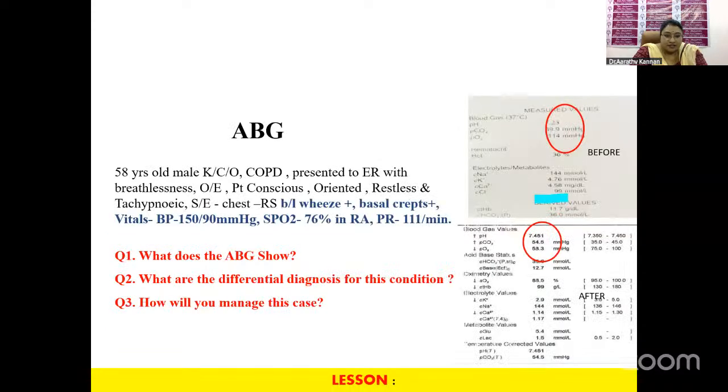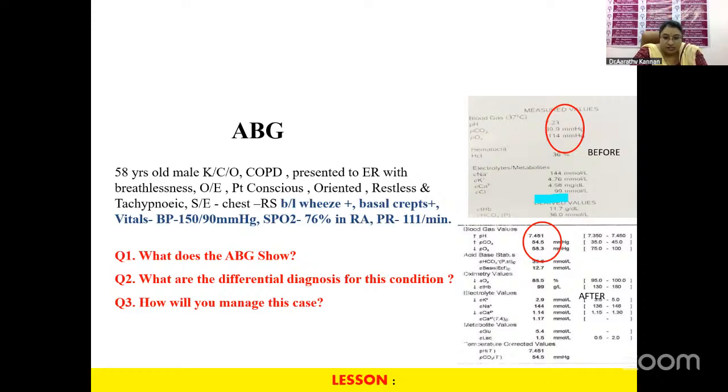Next, we had a 58-year-old male, a known case of COPD, who came to our emergency room with breathlessness. He was conscious, oriented, restless, and tachypnic. On examination, auscultation, he had bilateral wheeze as well as bilateral basal crepts. Pulse rate was 111 per minute. Saturation was only 76% at room air.